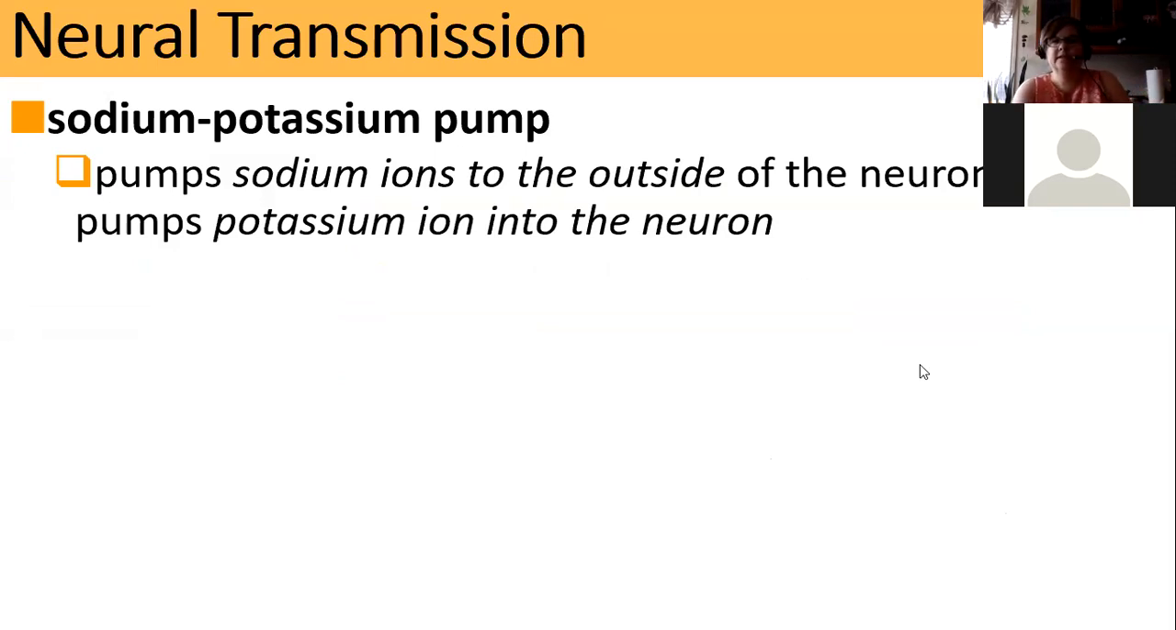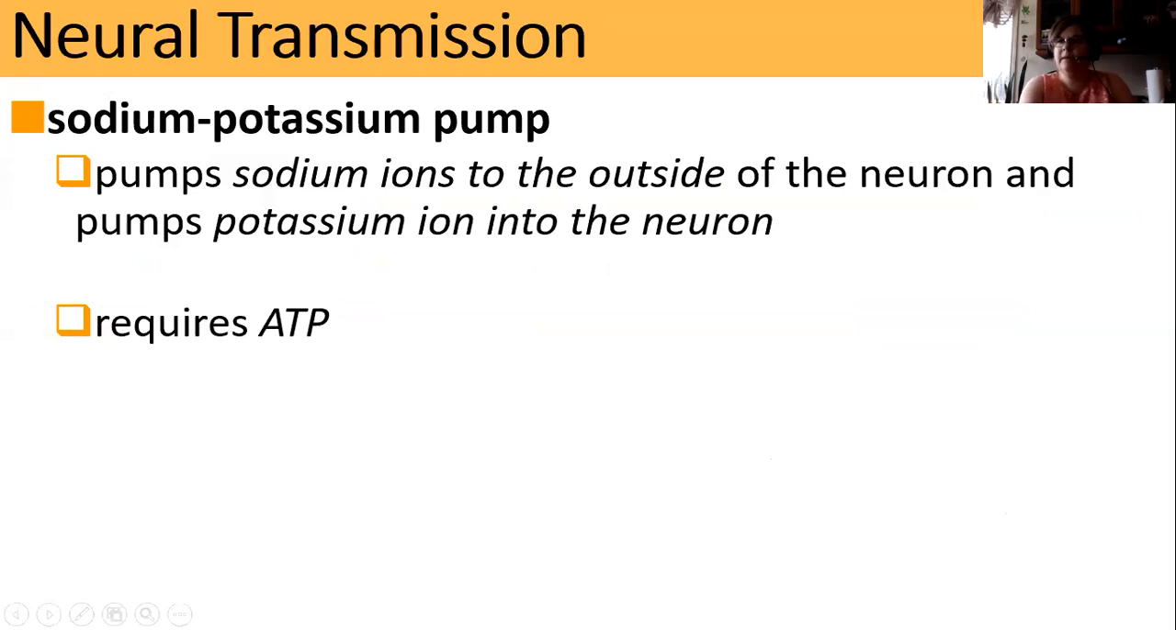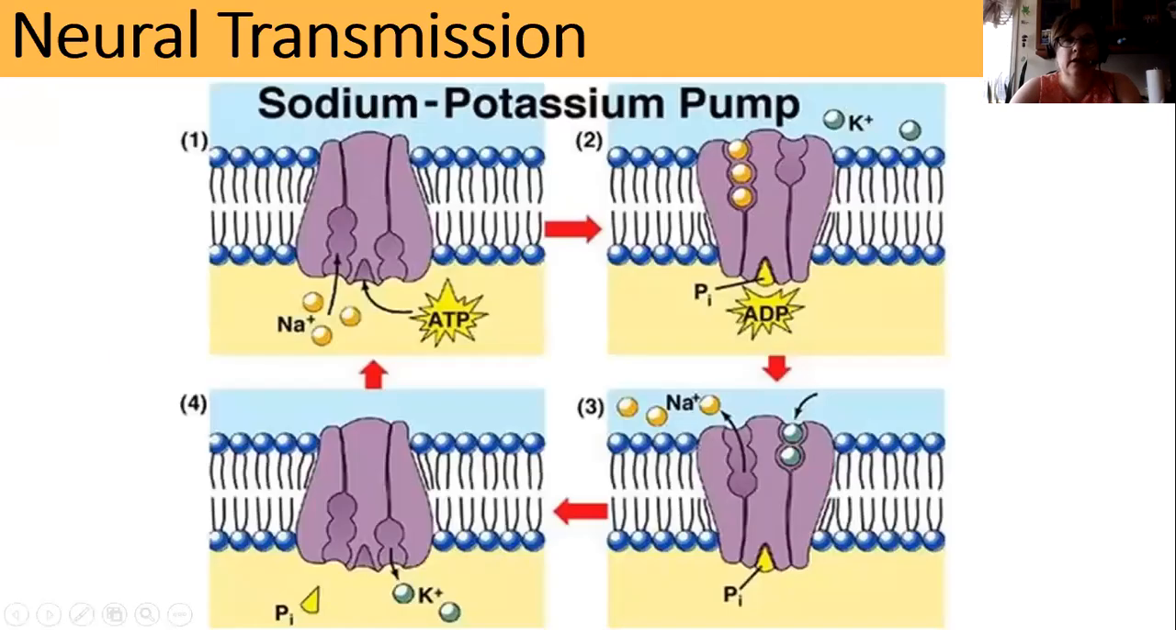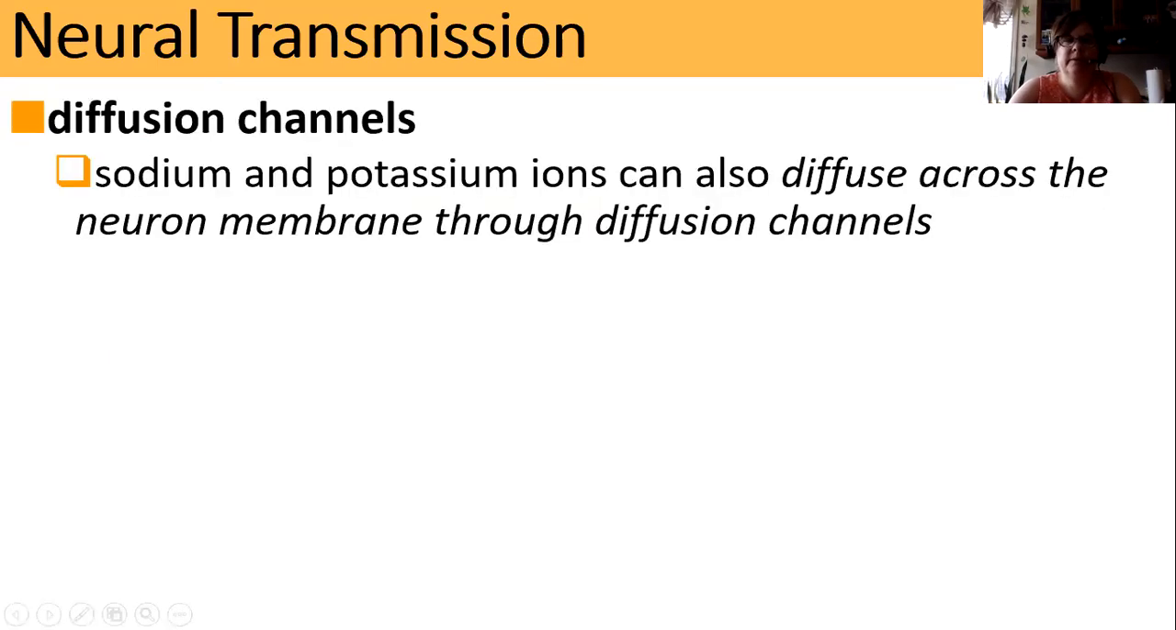So remember, we have the sodium potassium pump. So we want to remember that that pump is always pumping no matter what, okay? So it's always pumping sodium ions to the outside of the neuron and potassium ions to the inside. So always we have the pump. Remember, pumps go against the concentration gradient and therefore require ATP. Okay, and we took an image and looked at that.